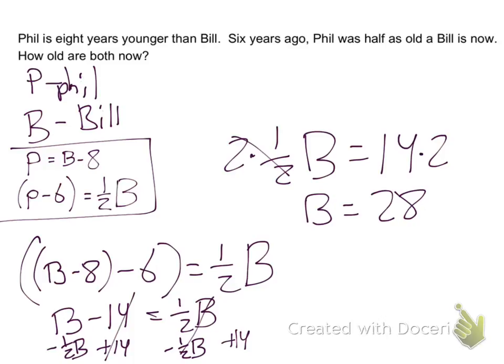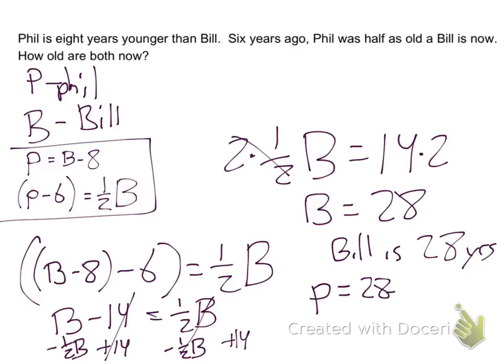How old are they both now? B actually stands for Bill. Bill is 28 years old. Phil, P equals 28 minus 8, which is 20. So Phil is 20 years.